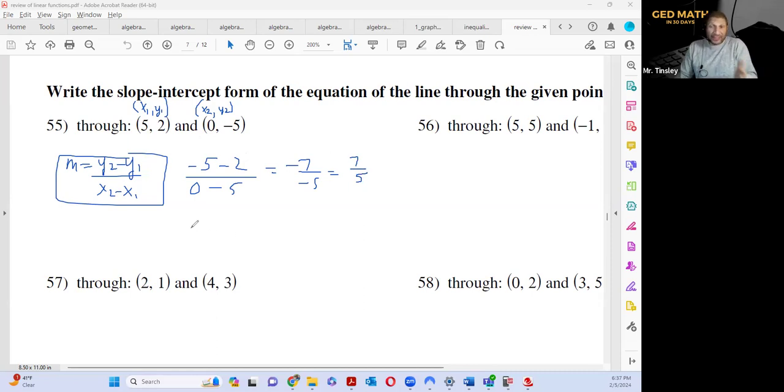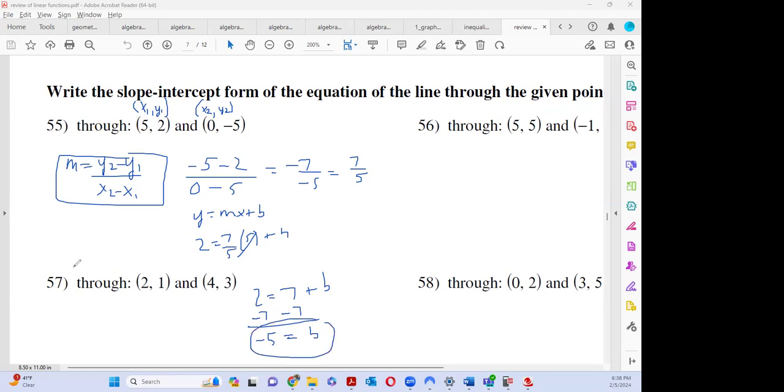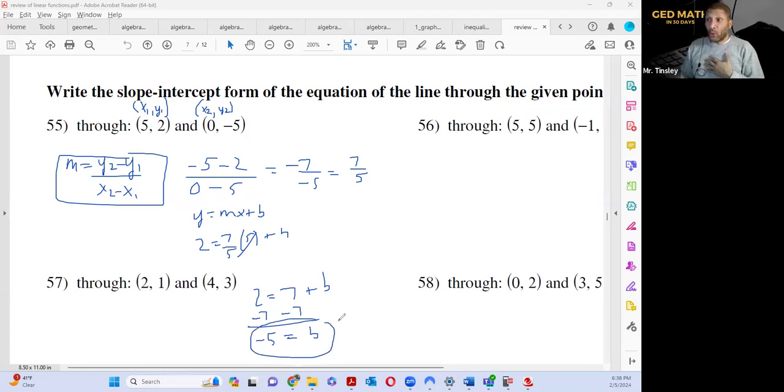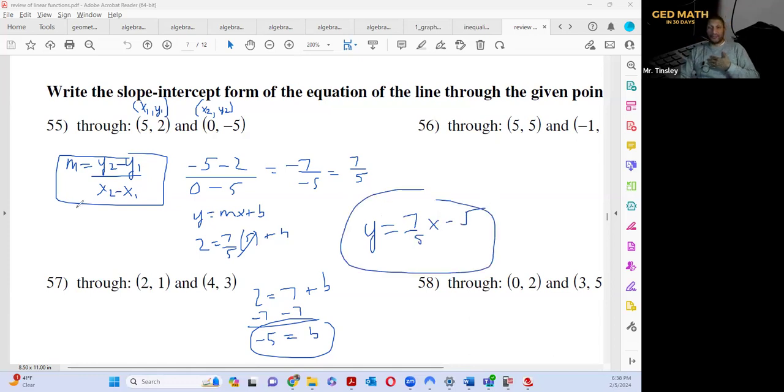Listen, this is what they want you to do. This is why this is considered one of the hardest problems on the exam. Then y equals mx plus b. Take a point. My y is 2. My slope is 7/5 times x, which is 5, plus b. The 5's cancel. I get 2 equals 7 plus b. I subtract 7 from both sides. Minus 5 equals b. Listen, it took me 3 minutes to do this problem. So the y-intercept is -5. The slope is 7/5. y equals 7/5 x minus 5. That's the equation of the line.